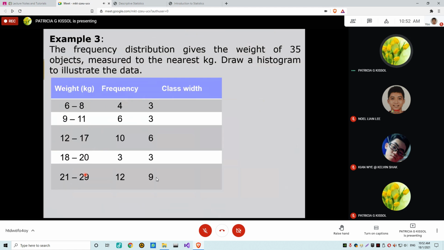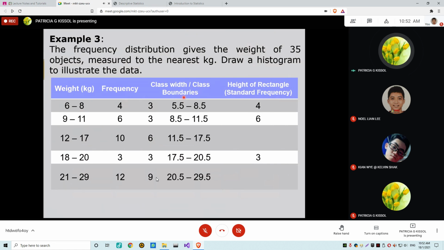You can see the class size is not the same. You can see here 3, 3. These are the same. Then suddenly 12 to 17, the size is 6. 3 again, and then 9. These are the frequency.